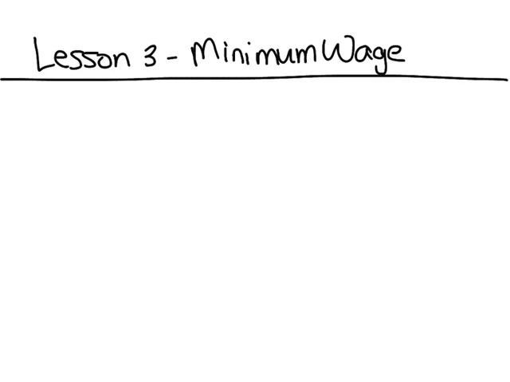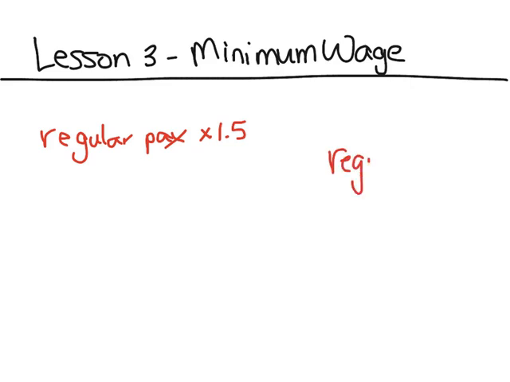So we're going to calculate time and a half, and to calculate your time and a half pay, you would take your regular pay, and you would times it by 1.5. So anytime you find your overtime, you take the regular pay and you times it by the increase.